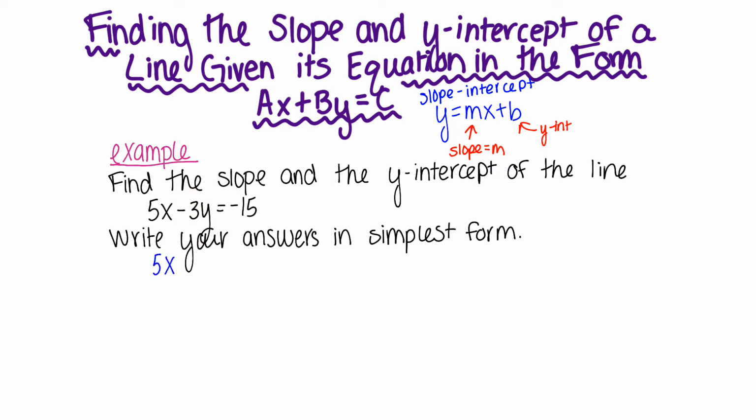Let me start. So I have 5x minus 3y equals negative 15. I need to get y by itself. So to move the x's, I am subtracting 5x. Those will cancel. Negative 3y will come down. I like to draw my x's first, so I'm doing negative 5x minus 15.